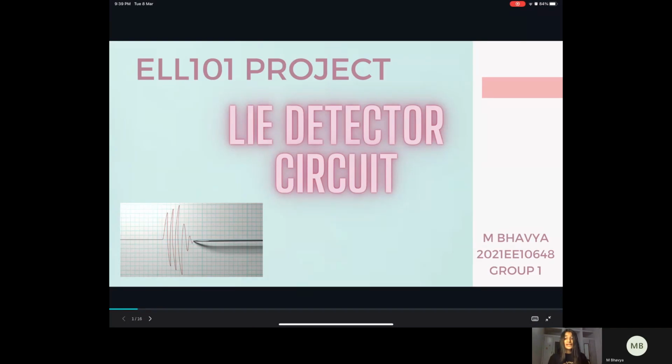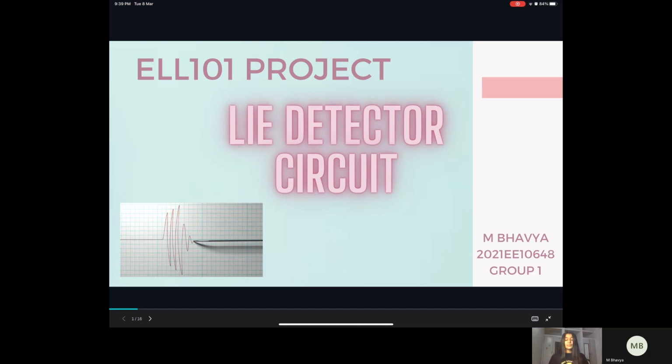Ever since I've watched investigation movies, I have been fascinated with the devices they use for interrogation, especially the lie detector device. When I tried to research this topic, I got to know that a very simple lie detector circuit could be made using the concepts that we had learned in our ELL101 course.